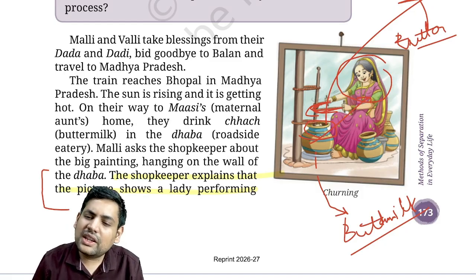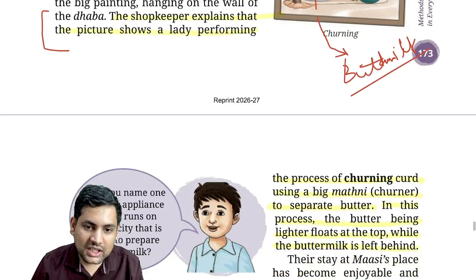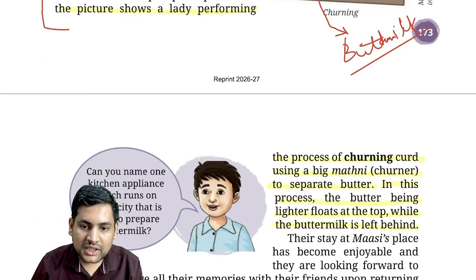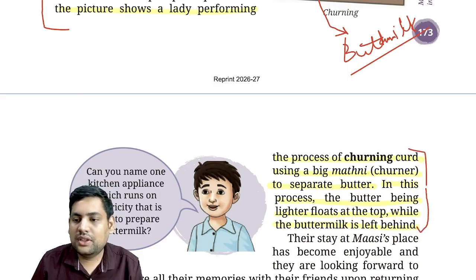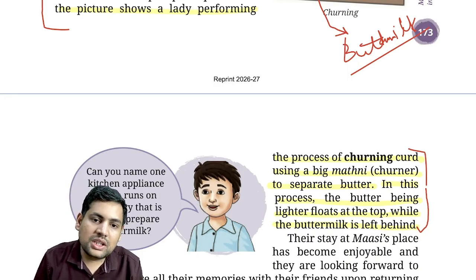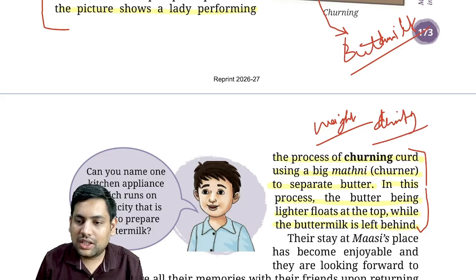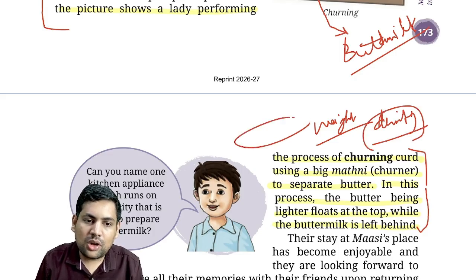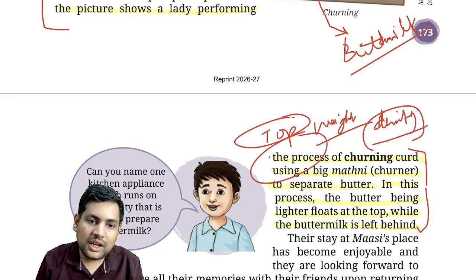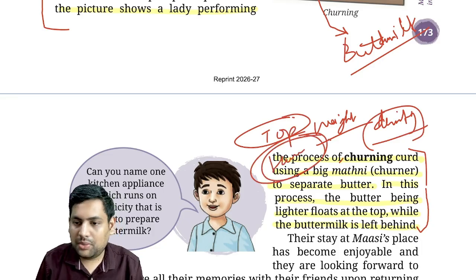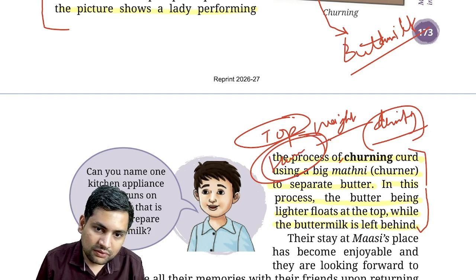Okay, why does such separation happen? This is because butter, being lighter, floats on top, while buttermilk, being heavier, is left behind. Understood? So this is based on weight, or to be more precise, on density. We'll learn about density later on. So whatever is lighter usually will be at the top, and whatever is heavier will be at the bottom. This is also a way of separating. This is called churning.